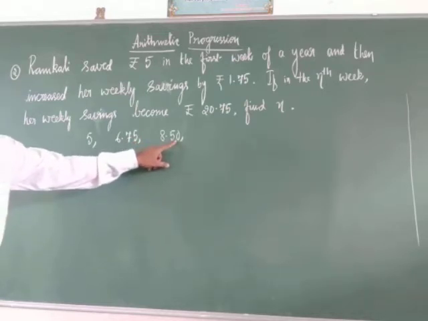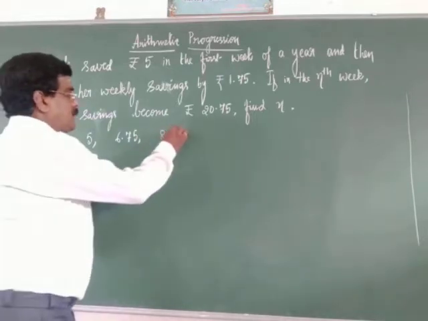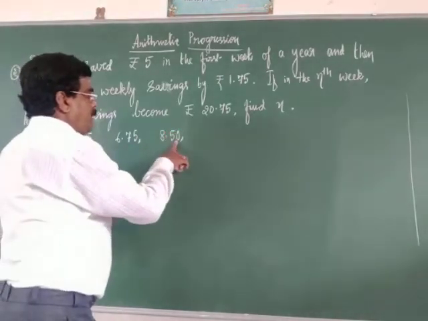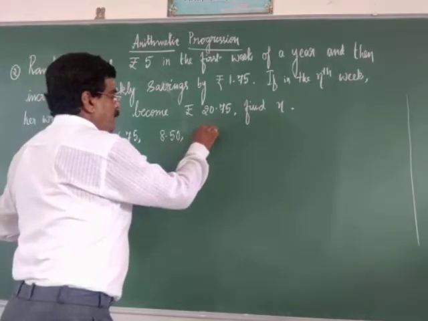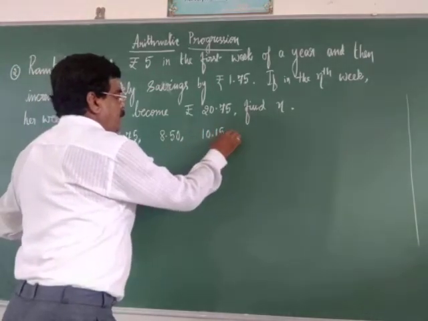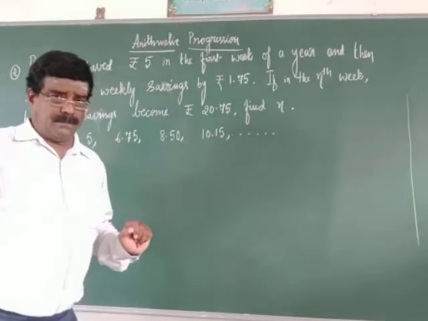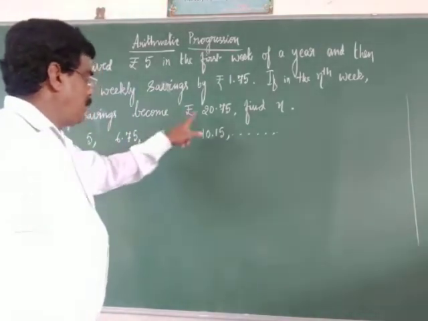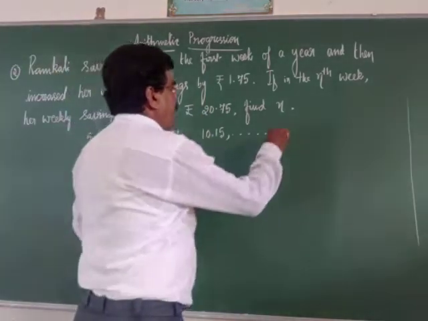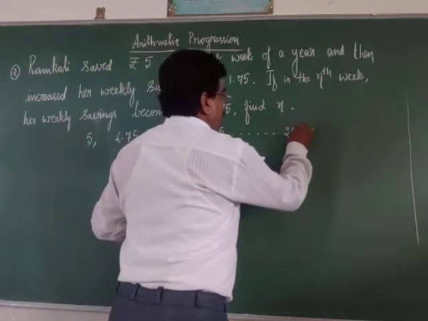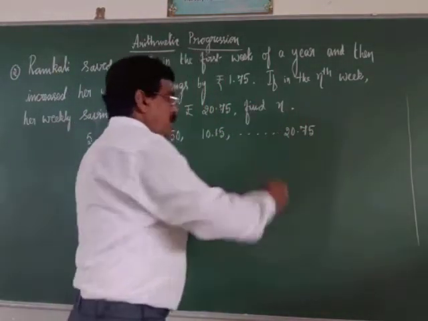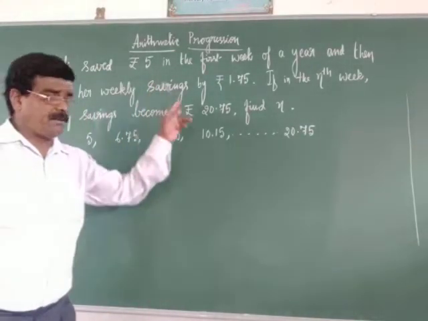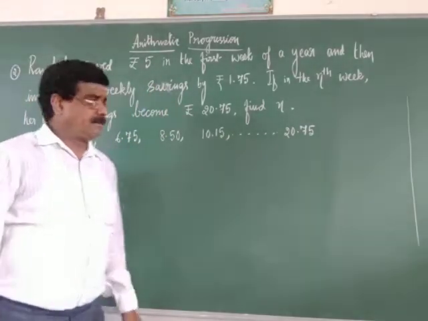Okay? Like then again, if you add 1.75 for this, 9.50, 10.50, means 10.25. Like that you can go on writing. The question here is, in which week her savings will be rupees 20.75. This is how you have to analyze the statement question like this.